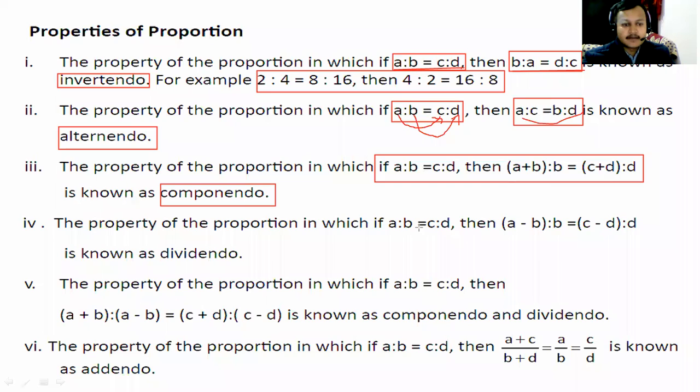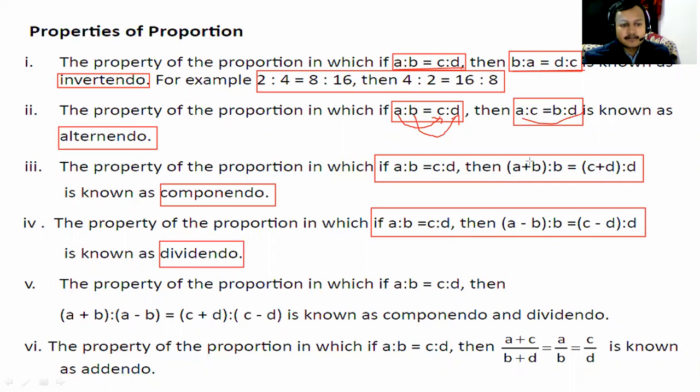Third number property, in fourth also, that if there is A is to B is equal to C is to D, then we can write A minus B by B is equal to C minus D by D. It is called dividendo. Because we subtract it is dividendo; there we added, componendo, addition; here it is subtraction. A minus B by B, C minus D by D.